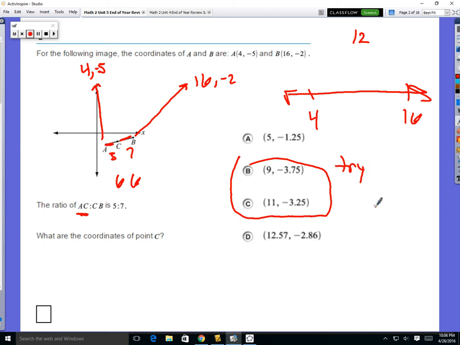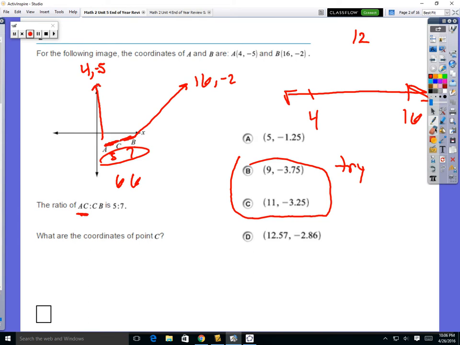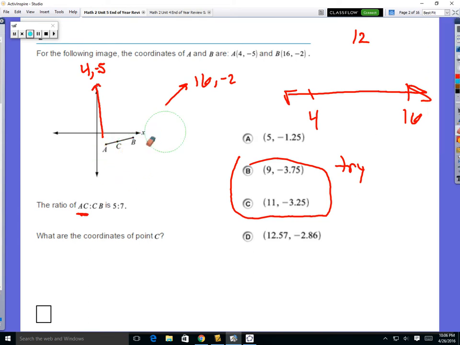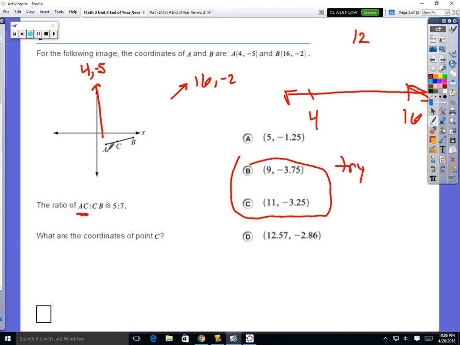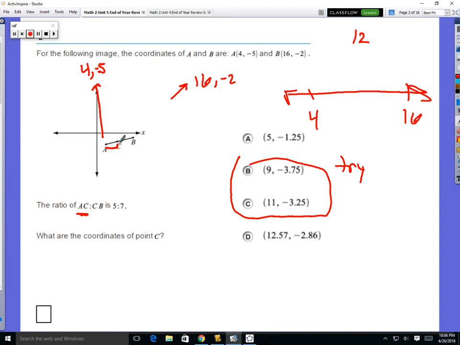So if we try 9, I'm going to find the length of AC, and then I'm going to find the length of CB and see if that ratio really is 5 to 7. So the length of AC, to find length, use the distance formula, or you make yourself a little 90-degree triangle. Gotta blow it up. That's A, that's C, that's always the hypotenuse. This is what I don't know. But I know if this is 4, and I go over to 9, that distance horizontally is 5.